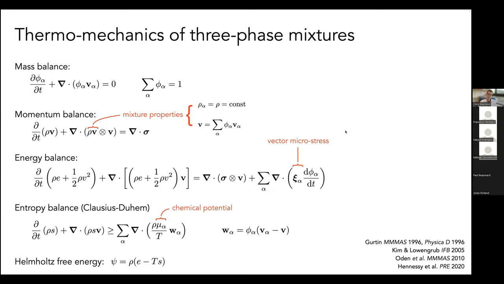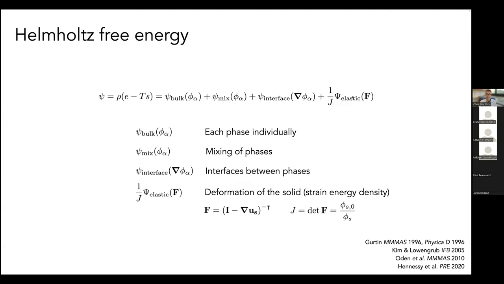There's one thing you have to do first, which is that you have to specify a constitutive form of this Helmholtz free energy. What people typically do is specify it in an additive sense. So the total free energy is made up of several different pieces. One is the bulk free energy, which is basically just the free energy of each phase individually. Then there's a mixture free energy, which is the free energy due to the mixing of phases, which the phases may like or not like.